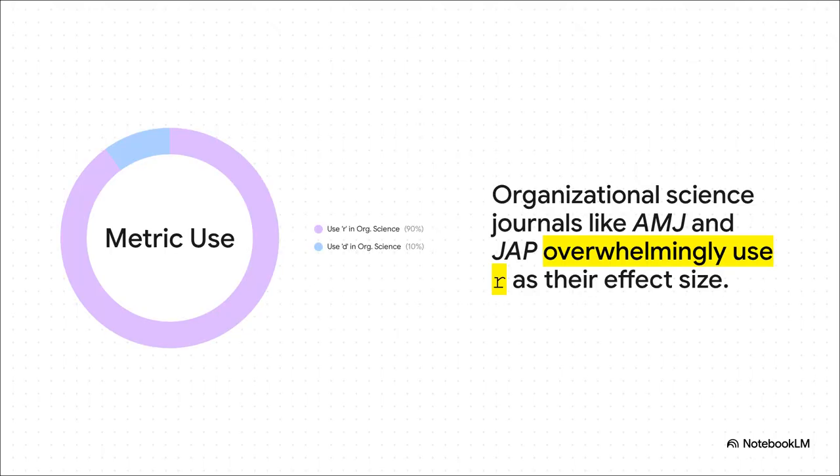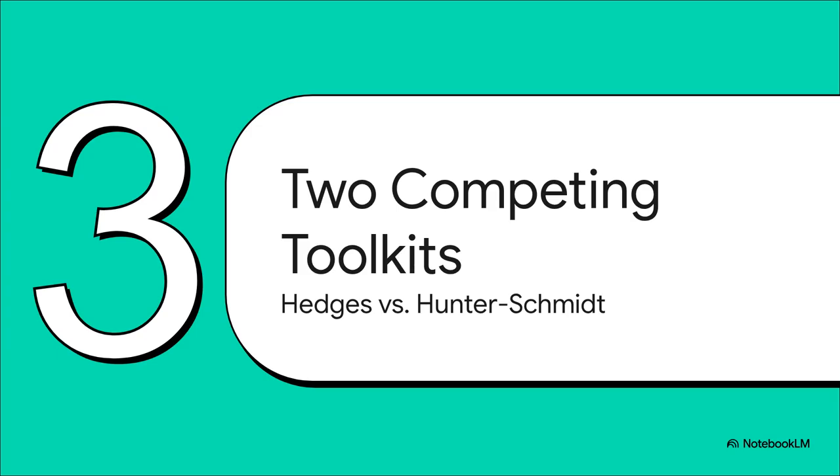And this choice, it really highlights a divide in the scientific world. You can see here that journals that focus on things like management research overwhelmingly use R. But journals that summarize experiments, they heavily favor D. So the language you use really depends on the world you're studying. So the choice of language often leads researchers down one of two paths, to one of two competing toolkits for doing the actual analysis.